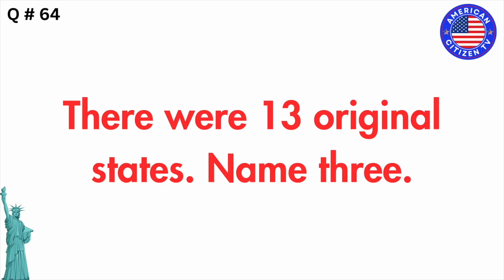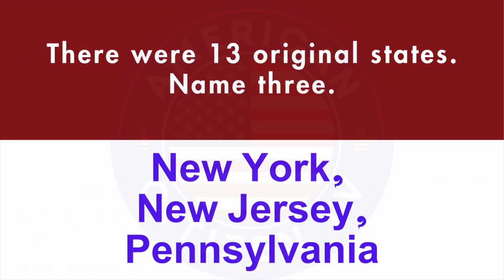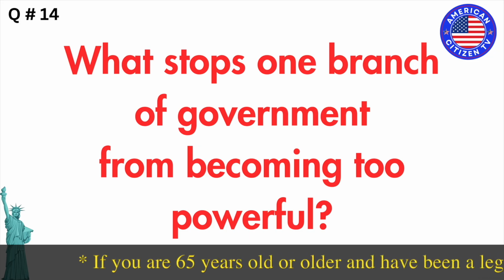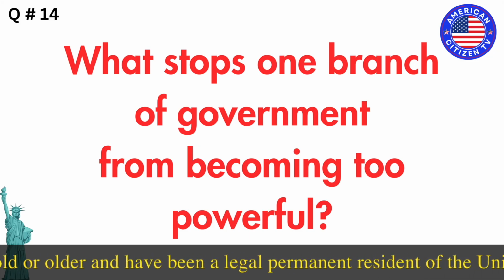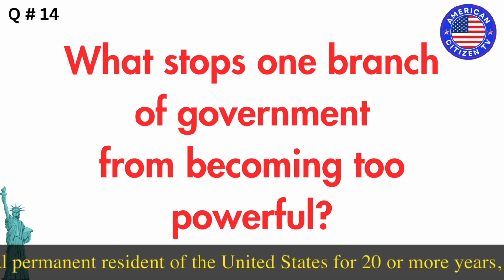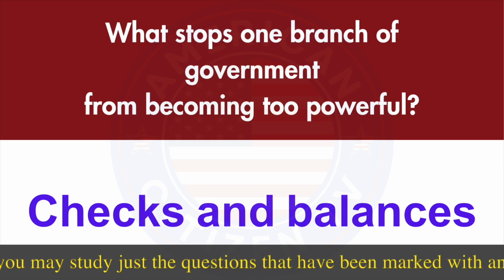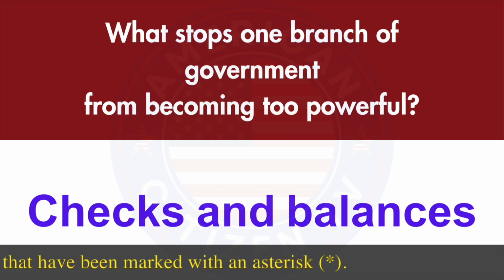There were 13 original states. Name 3. New York, New Jersey, Pennsylvania. What stops one branch of government from becoming too powerful? Checks and balances.